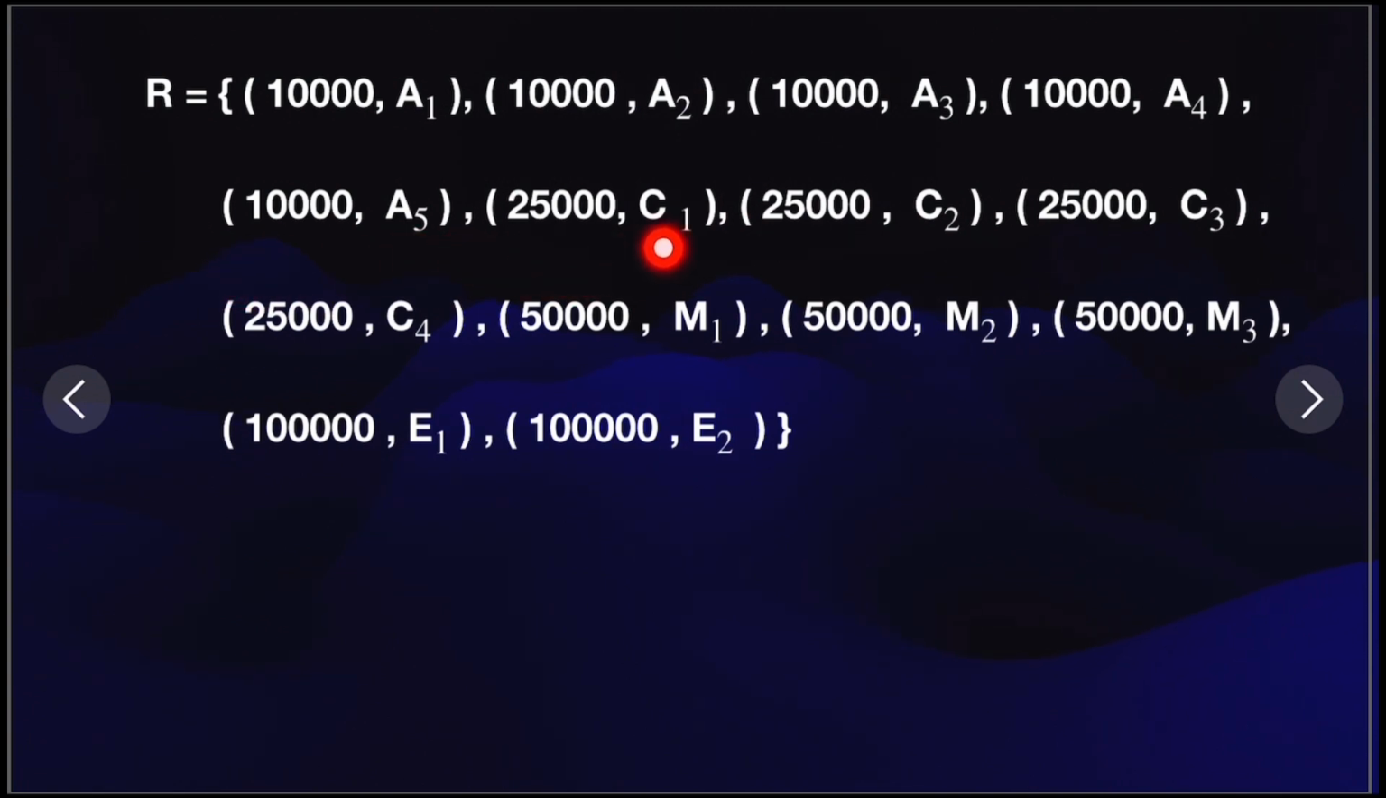Now we'll go to the clerk, first clerk, C. So first salary you have to write. X is salary, Y is the person. So 25,000 is the salary, 25,000 C1, 25,000 C2, 25,000 C3, 25,000 C4. Then comes the managers, 50,000. So 50,000 M1, 50,000 M2, 50,000 M3, 1 lakh E1, 1 lakh E2. Close the bracket. This is the set R.